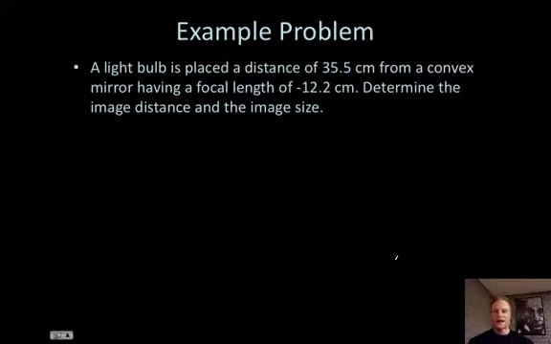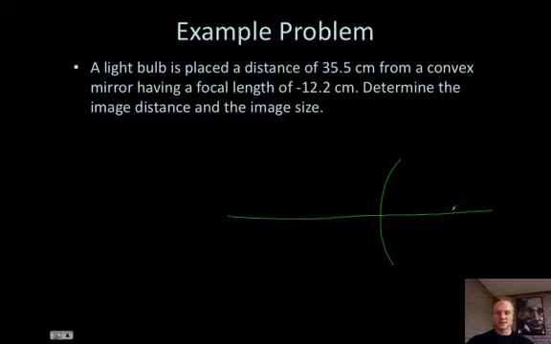It says a light bulb is placed a distance of 35.5 centimeters from a convex mirror having a focal length of negative 12.2 centimeters. Determine the image distance and the image size. The image distance is going to be just basically this. We'll draw ourselves a picture. I always recommend doing that.